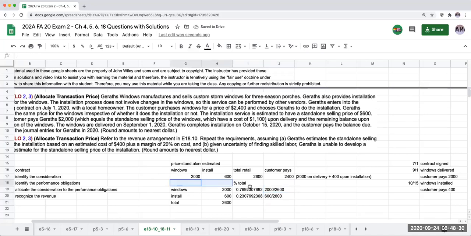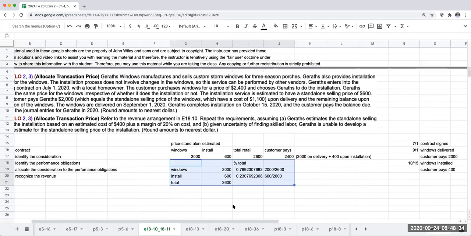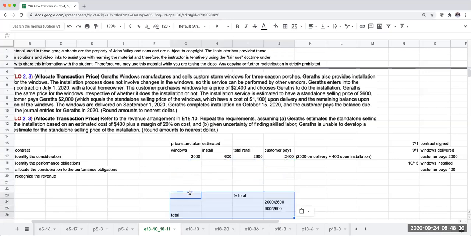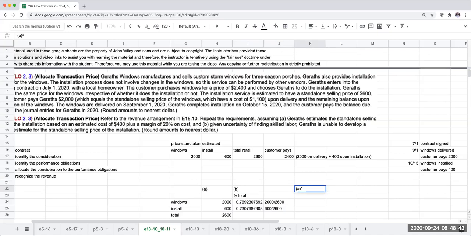And when I take the total, so I'll call this A, B, A times B equals C, or sorry, A. So this is my percentage of total, right? So I totally screwed this up, I'm sorry. So over here, I'm taking 2,000 divided by 2,600.